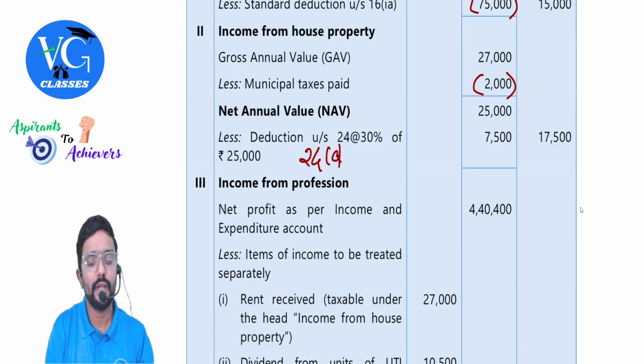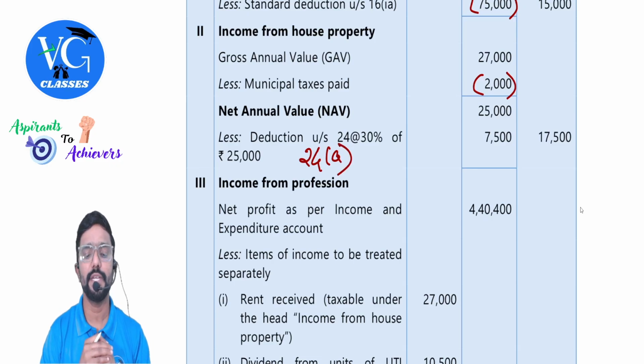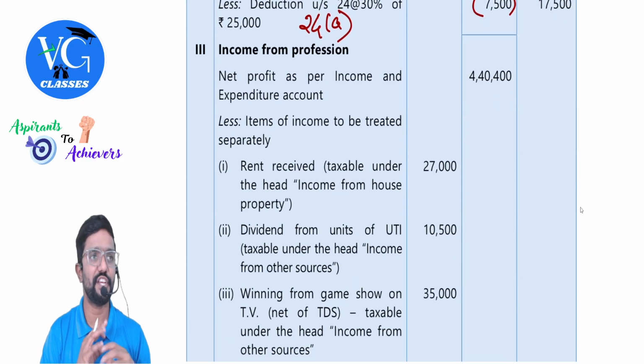Okay, sir. How much does it come to? 25,000 into 30%, which comes to 7,500. Put it in bracket. So what is the income from house property, sir? 17,500. Next, income from profession.